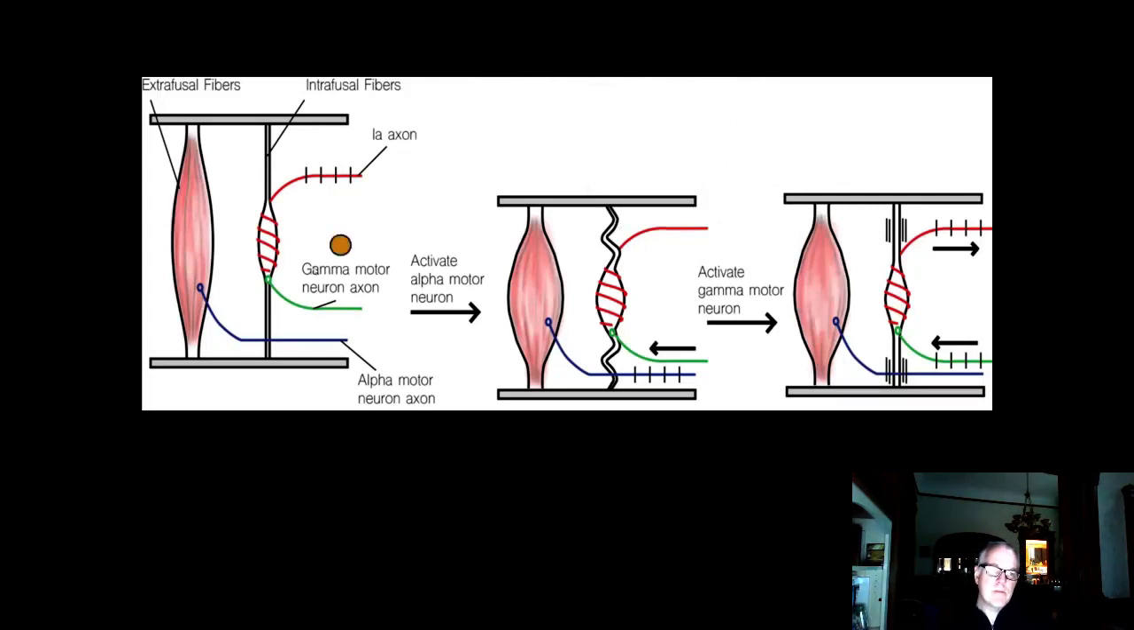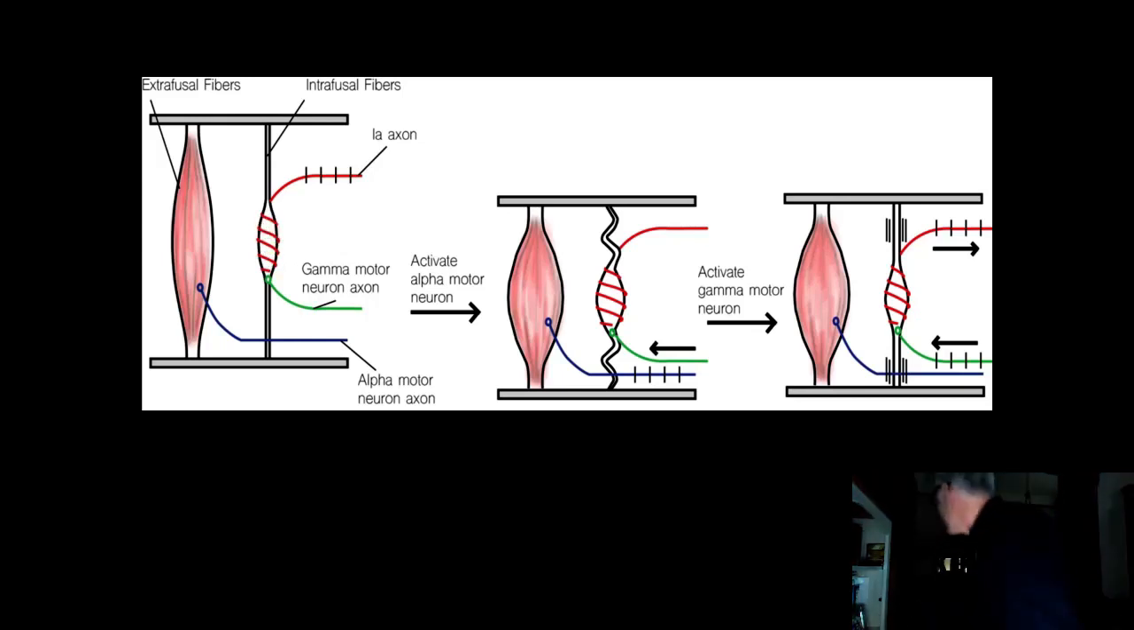All right, so let's try to explain the significance of this. Here we have the bulk of the muscle, the extrafusal muscle fibers. Here we have the intrafusal fibers, or the muscle spindle. All right, and let me turn the light on here. It's kind of dark.